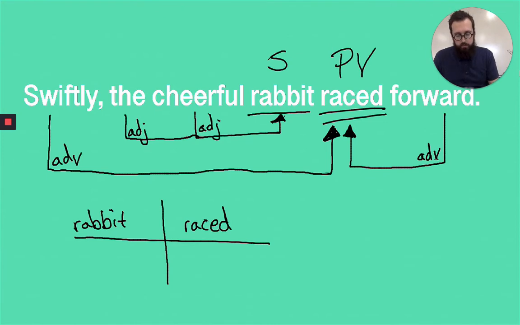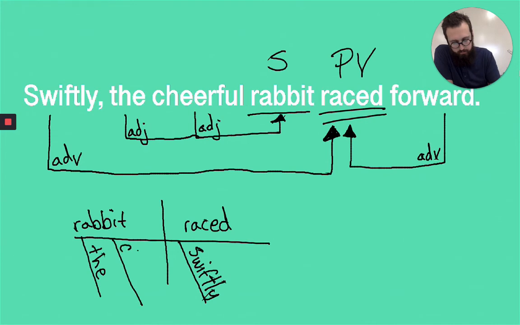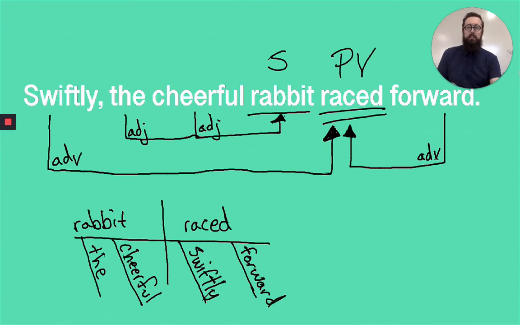Alright, then I go through and do my modifiers. This time I actually start from the beginning of the sentence. So swiftly goes to raced, and I'm going to make sure to capitalize it because it's the start of my sentence. Swiftly. The goes to rabbit, and cheerful also goes to rabbit. And then forward goes to raced. Alright, that's been analyzed and diagrammed.